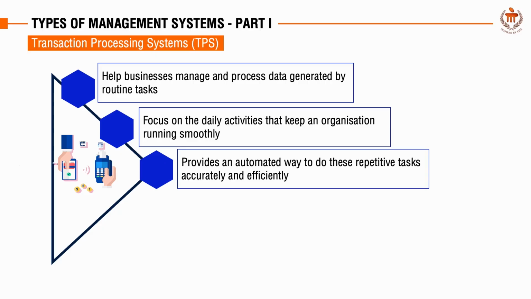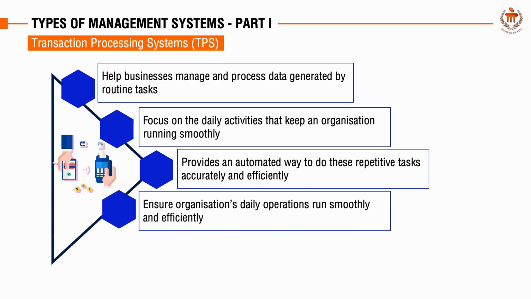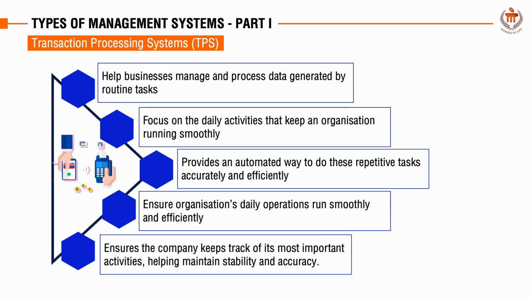Without these systems, companies would have to rely on manual processes which could lead to mistakes, delays, and unnecessary costs. By using TPS, organizations can ensure that their daily operations run smoothly and efficiently. In simpler terms, a TPS is like a digital assistant that ensures the company keeps track of its most important activities, helping maintain stability and accuracy.